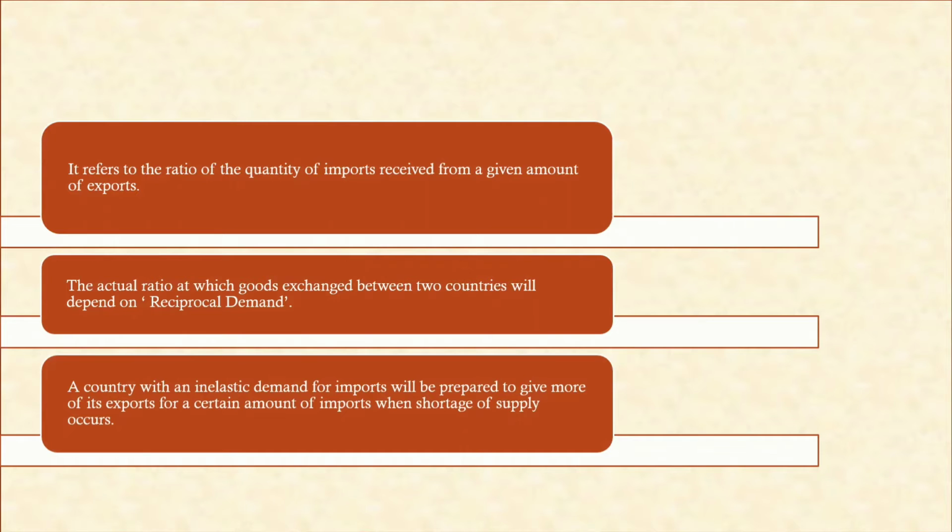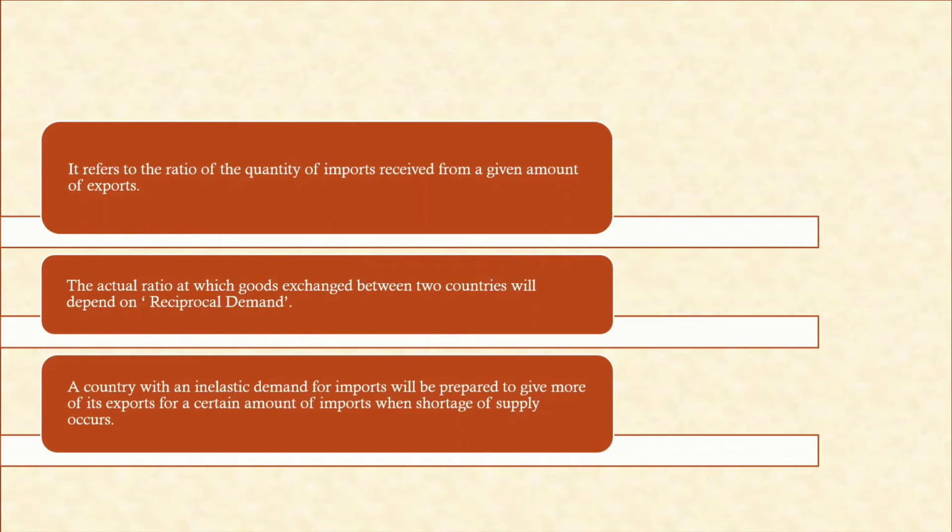Mill emphasized that the actual barter terms of trade depended not on the cost conditions alone, as Ricardo assumed, but fundamentally on the demand conditions also. The actual ratio at which goods are exchanged between two countries will depend on what he called reciprocal demand, that is, the relative strength and elasticity of the demand of the two trading countries for each other's product in terms of their own product.